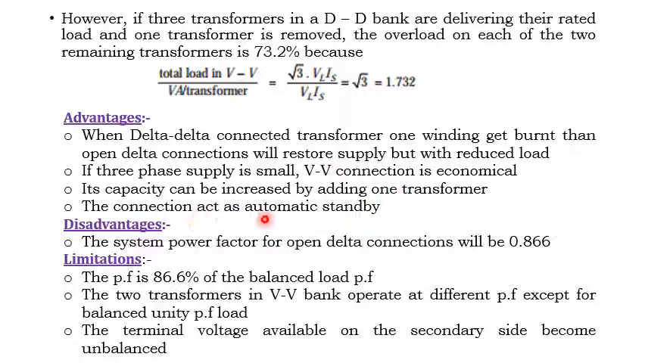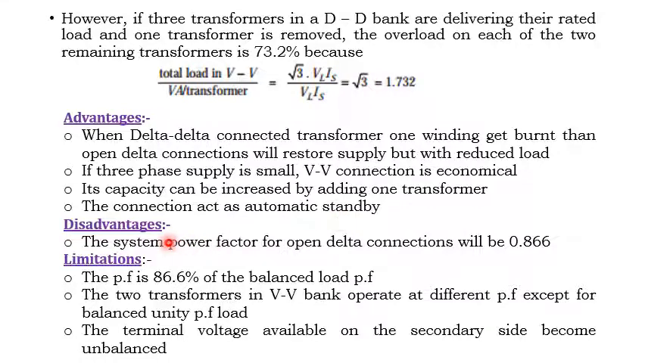The connection acts as an automatic standby. Automatic standby means that at a particular operating condition it can operate. So this is called automatic standby. If you are supposed to operate for some specific operating condition, operating voltage, you can make this transformer operate for that specific operating condition automatically.